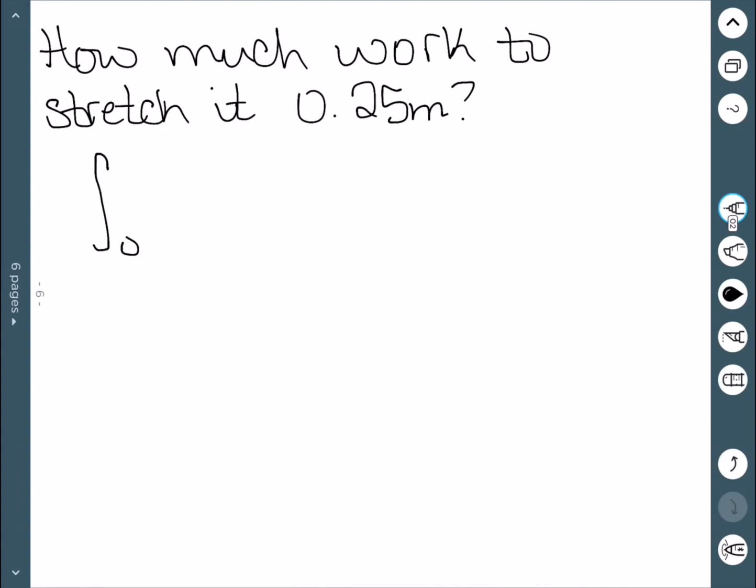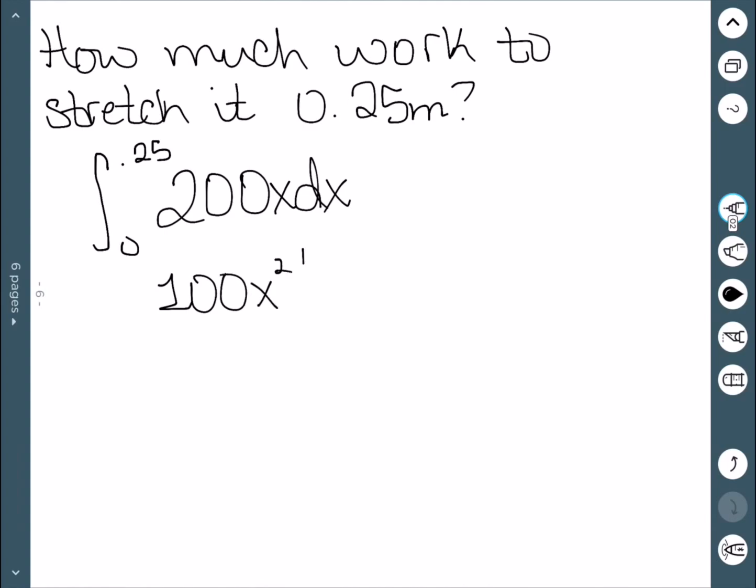So I'm going to be integrating from 0 to 0.25 of my force, which we found to be 200x dx. This means we have 100x squared between 0 and 0.25. And sticking this in, we get that this would take 6.25 joules of force.